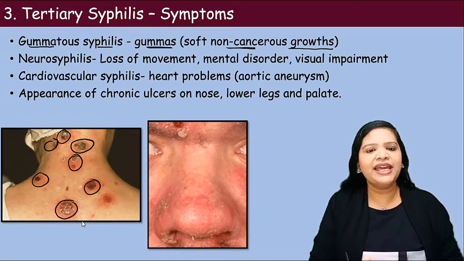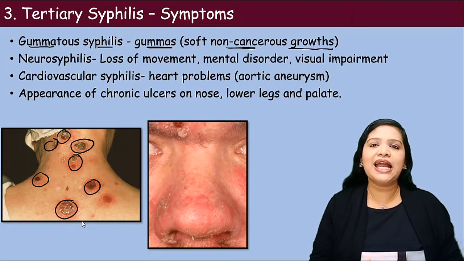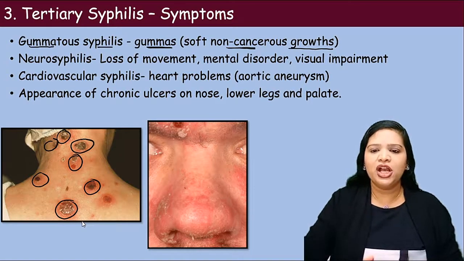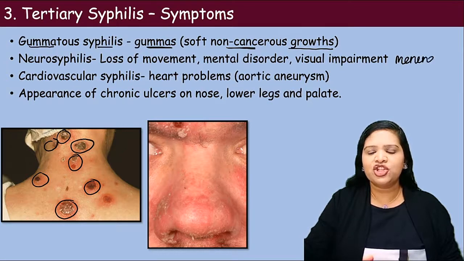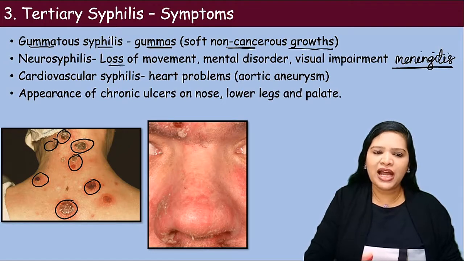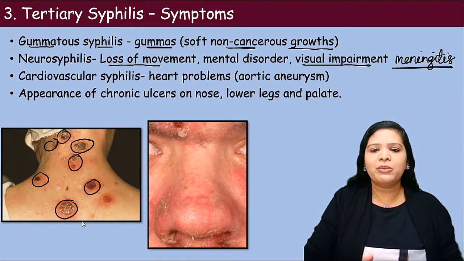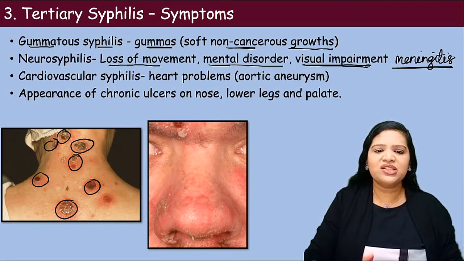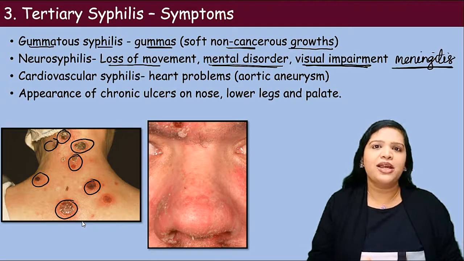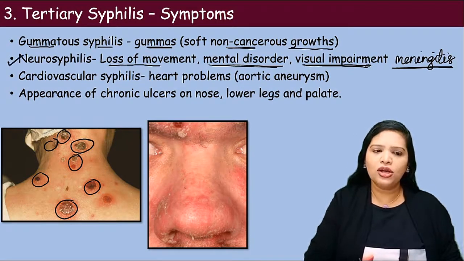Neurosyphilis means it affects the meninges. The external covering of the brain and spinal cord is called the meninges, so there will be inflammation of the meninges. The organism affects the area near the brain and spinal cord. In that case, the patient will have loss of movement, visual impairment, not being able to see properly, and mental disorder. These conditions occur because it affects the meninges covering the brain and spinal cord. That is called neurosyphilis.